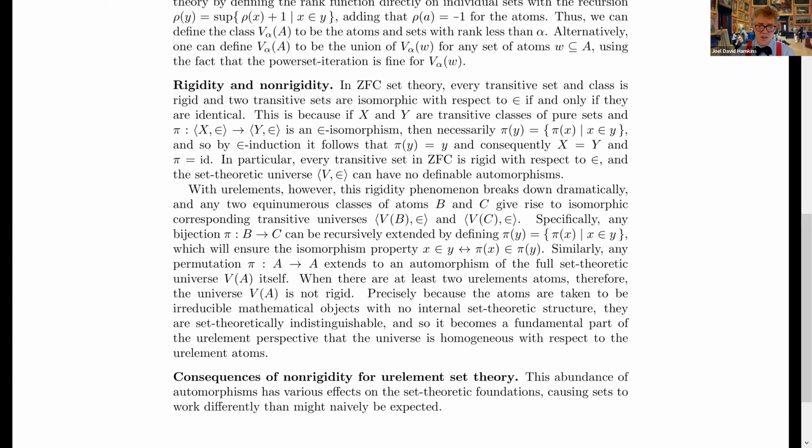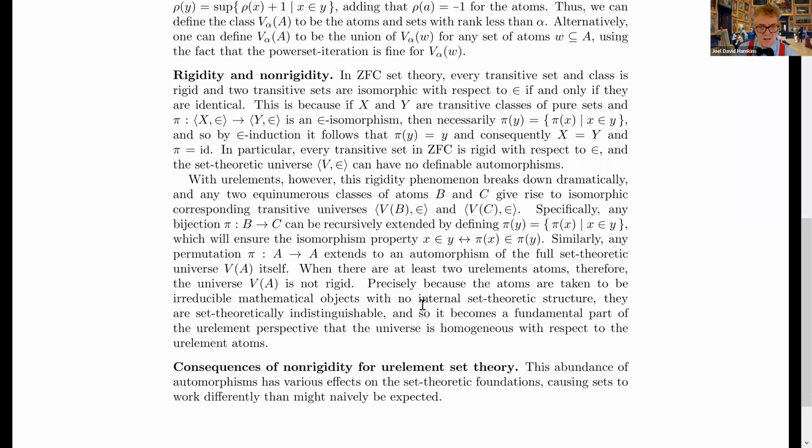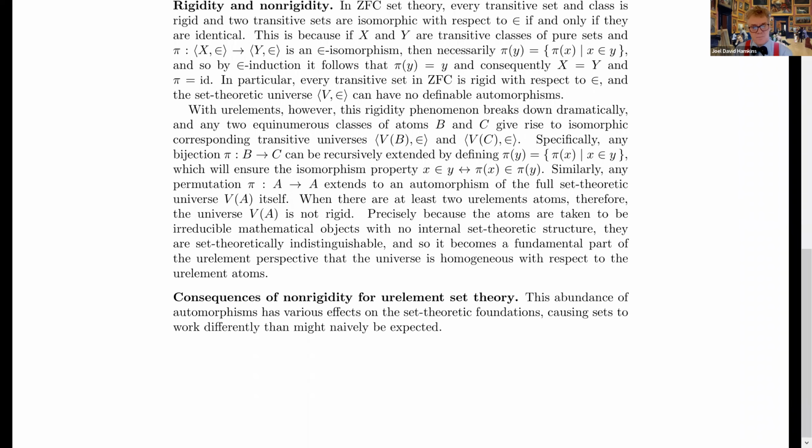And so in particular, when you have at least two atoms, then there will be non-trivial permutations of the atoms, and those permutations all lift to definable automorphisms of the universe. And so that makes a very strong anti-rigidity phenomenon in urelement set theory, which has a lot of consequences that you have to pay attention to. So let's look at some of those consequences.